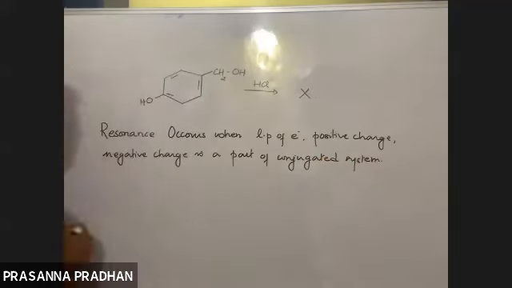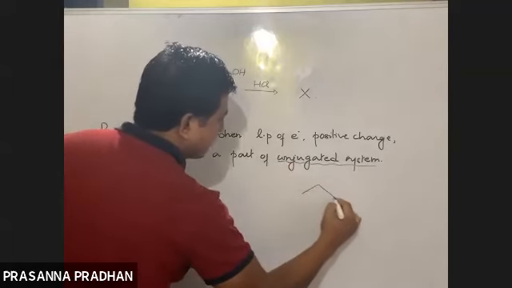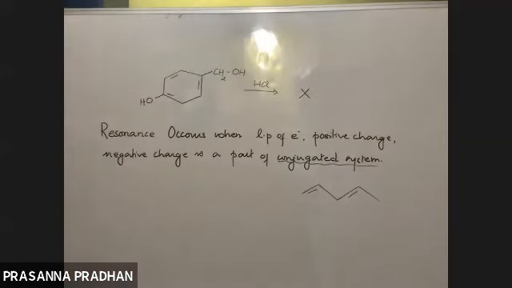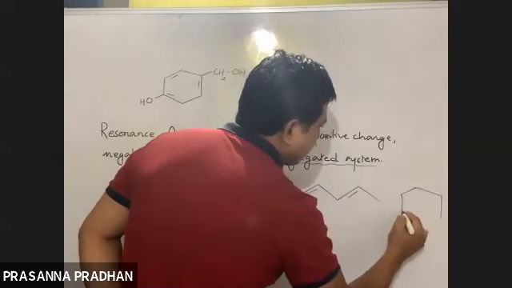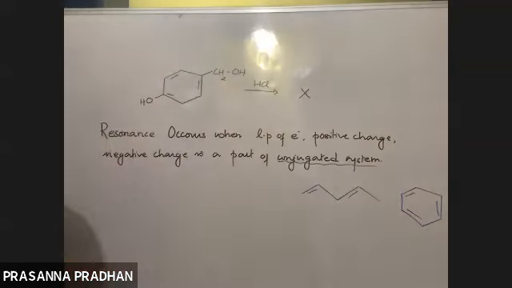And what is a conjugated system? As we told before, it is a system containing alternate single and double bonds. It's a system containing alternate single bond and double bond like this. For example, benzene contains alternate single and double bonds, so it's a conjugated system. Now listen very carefully. Now concentrate.